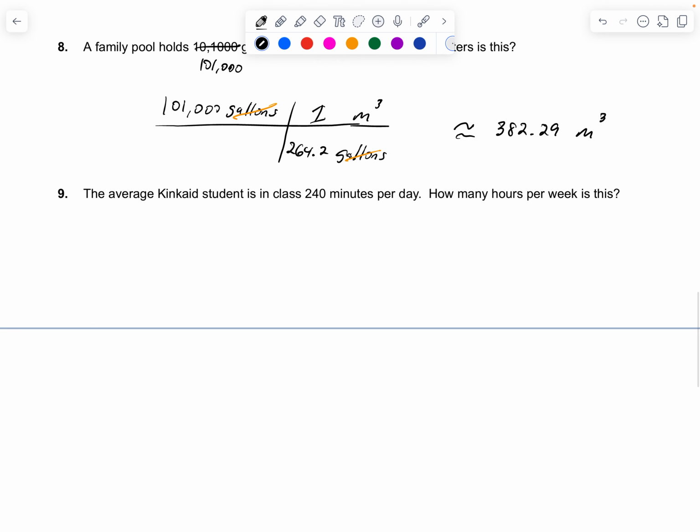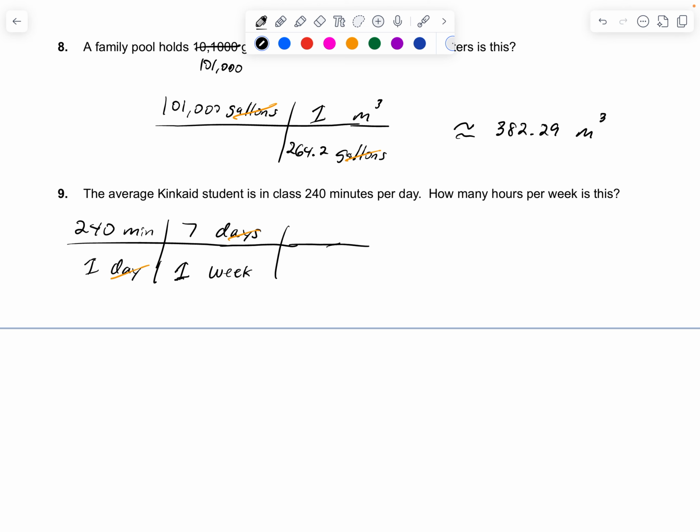The average Kincaid student is in class 240 minutes per one day. We're going to try to figure out how many hours per week. So it's your call on how you want to set this up, or the order in which you go. I'm going to get it to be per week. So I'm going to get rid of days and do weeks. So 1 week is 7 days. So that will cross out days and get me per week. And then I want to deal with the minutes to be hours. So I'm getting rid of minutes and I'm doing hours instead. And that's 60 minutes in 1 hour.